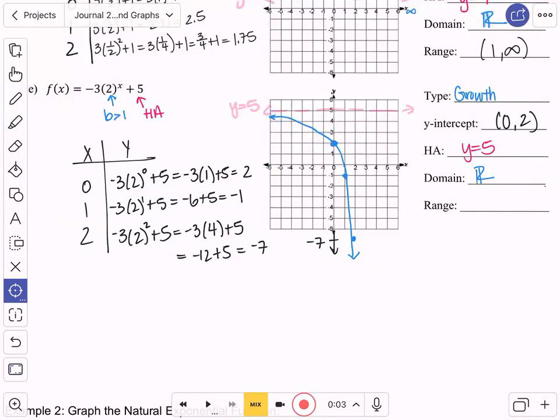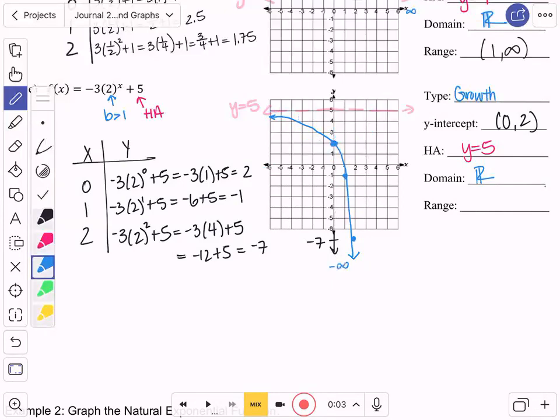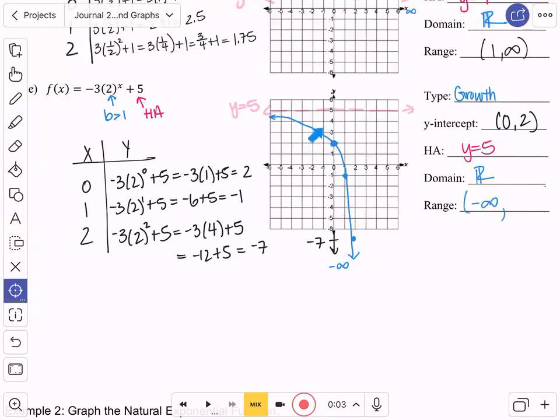So when I look at this graph, it looks like it's going downward. So that means my lowest y value is -infinity, but it's going to grow upwards as you approach this way. And so it's going to get to +5, but not quite touch it. So the lowest y value is -infinity. The highest y value is +5. So I have my range.